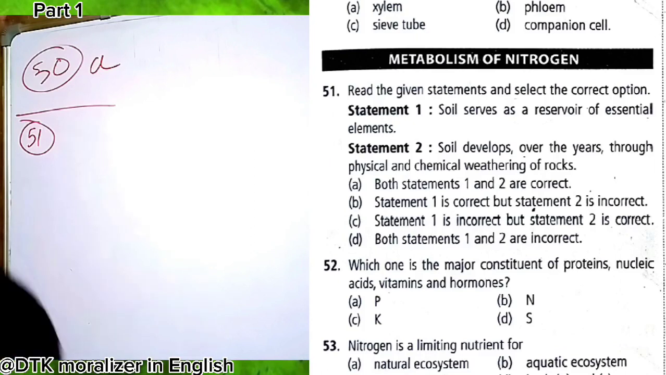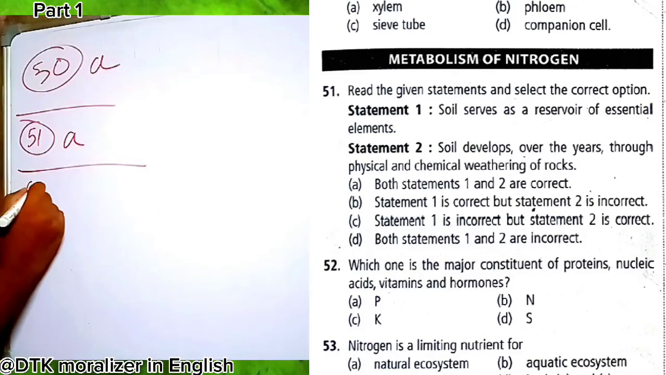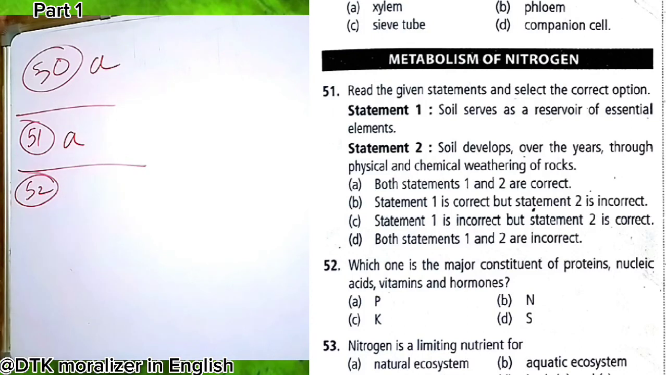Now question number 51. Read the given statement, select the correct option. Soil serves as a reservoir of essential elements. The soil develops over the years through physical and chemical weathering of rocks. So both statements are right. So option A.